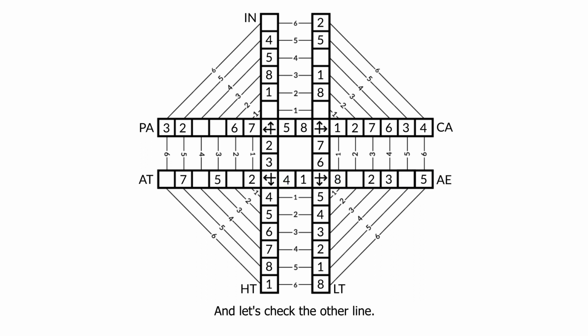And let's check the other line. 6, empty square might be even number. 1, nope, this line is definitely the last random line, the Arctic line. Let's mark it with the abbreviation AR.